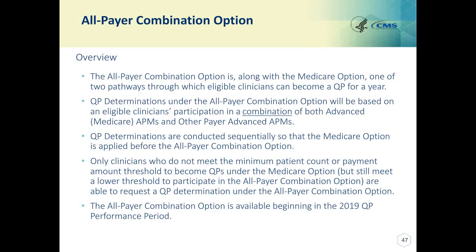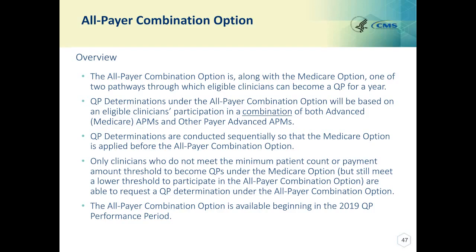So looking at those two pathways, we then talk a little bit about what that means to you. Well, one, the all-payer combination option is, along with the Medicare option, one of two pathways available to you, which means you combine the two to become a QP.